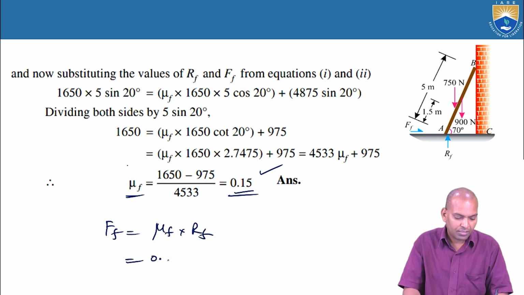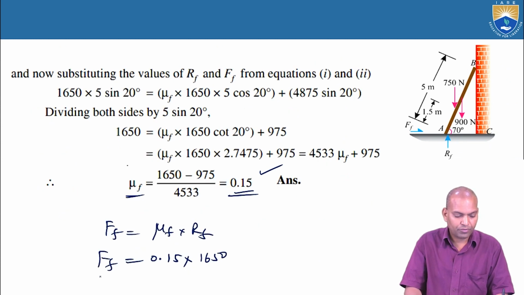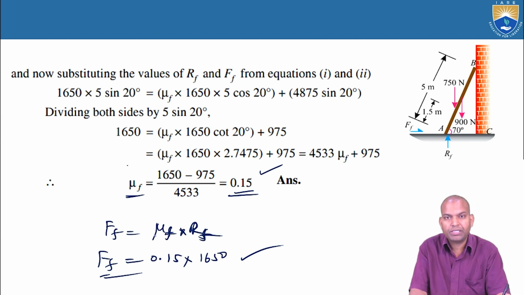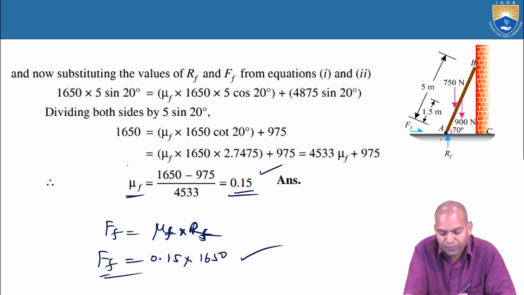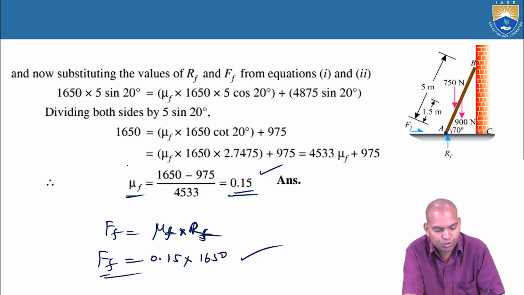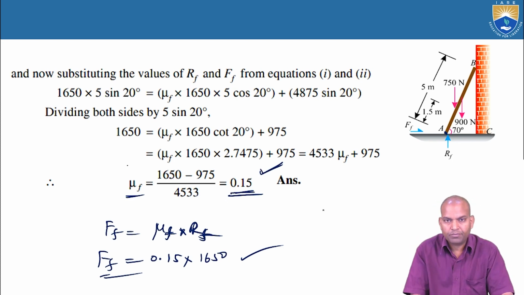What is mu F here? 0.15. What about RF? That is 1650. Now you will get the frictional force FF. The coefficient of friction between the ladder and the floor is 0.15. So this is a very important problem we solved here.